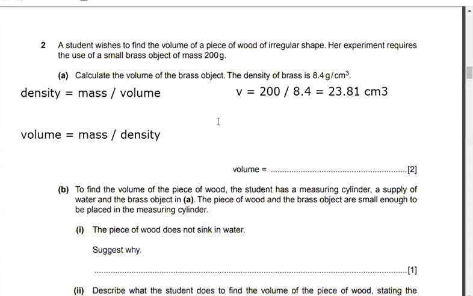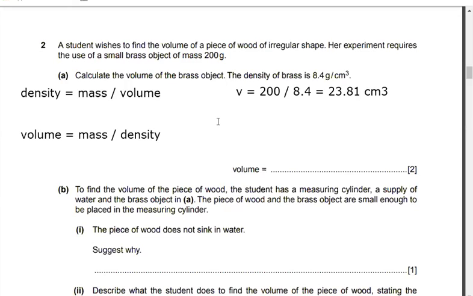To find the volume of a piece of wood, the student has a measuring cylinder, a supply of water, and a brass object in A. The piece of wood and the brass object are small enough to be placed in the measuring cylinder. The piece of wood does not sink in water. Why?